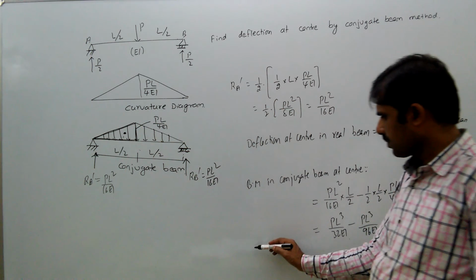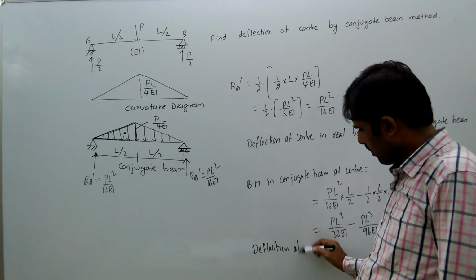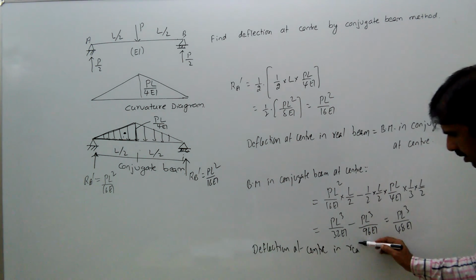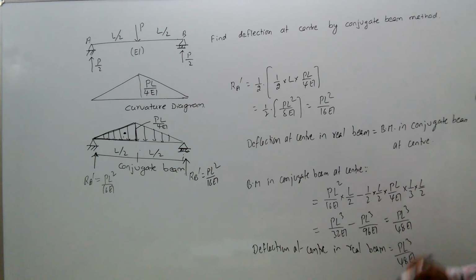That is nothing but the deflection at the center in the real beam, which equals PL cube by 48EI.